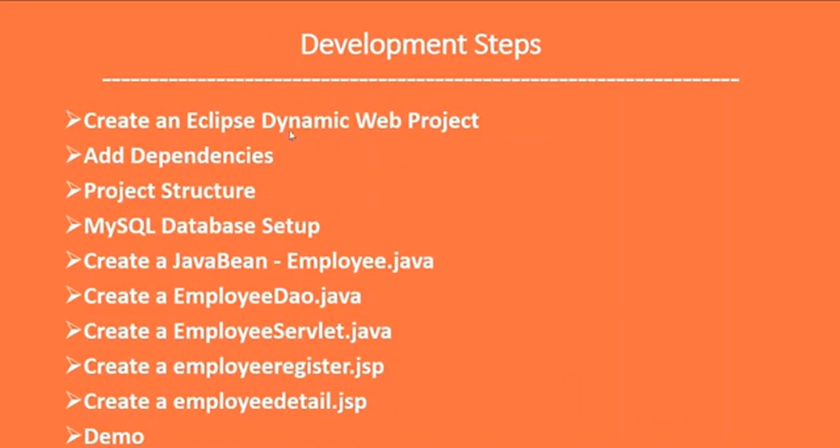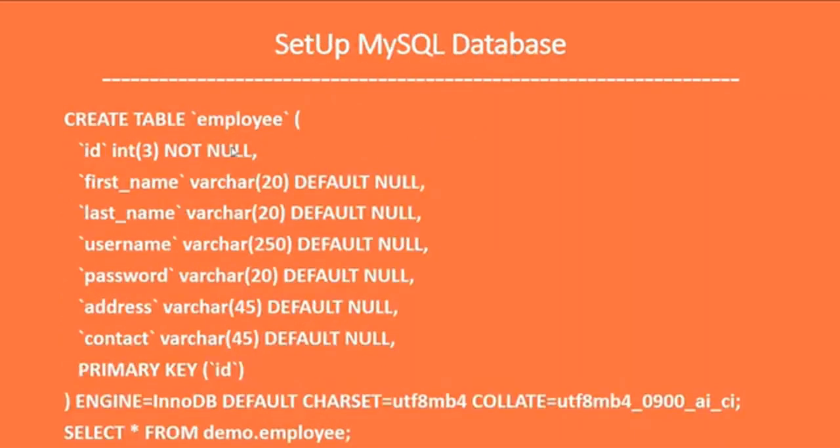So first we need to create a dynamic web project in Eclipse IDE. But before that we need to set up the database, right? So here is the DDL script. So this is the employee table. It has ID, first name, last name, username, password, address and contact fields. Alright, so we can just copy this DDL script and execute it in a MySQL workbench.